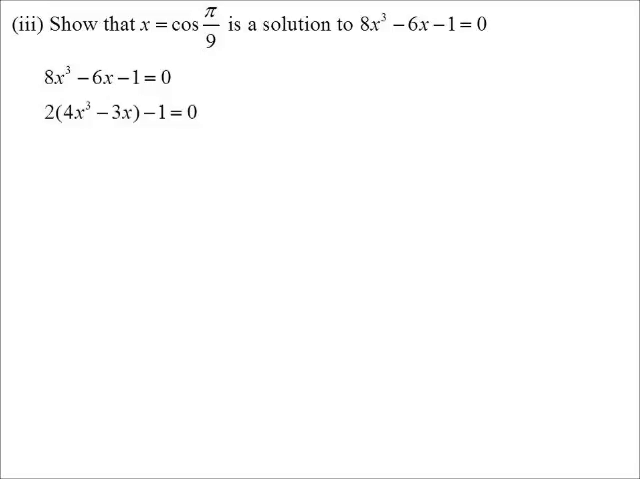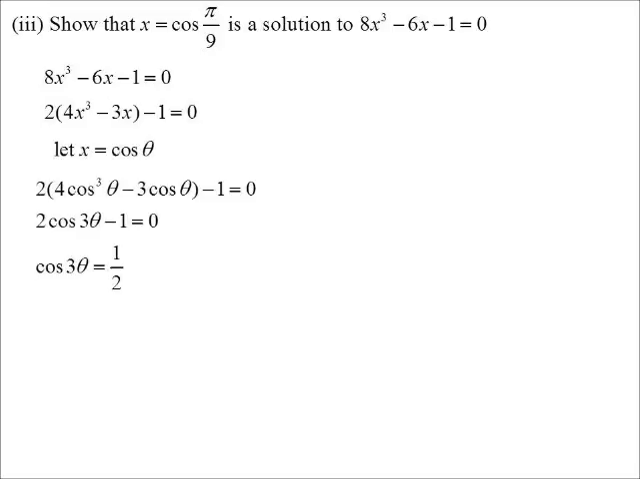Now, those of you observant will notice the numbers 8 and 6, which are multiples of 4 and 3. Why is that significant? Let's go back to what we just proved. There's those numbers 4, 3. So I'm going to take advantage of the relationship we just proved. Because I'm now going to say, well, okay, we're going to let x equal cos theta. And so I have 2 lots of (4 cos cubed theta minus 3 cos theta). But we just showed that was equal to cos 3 theta. And I can end up with a much easier equation to go and solve. So I now can rearrange that: cos 3 theta is a half.